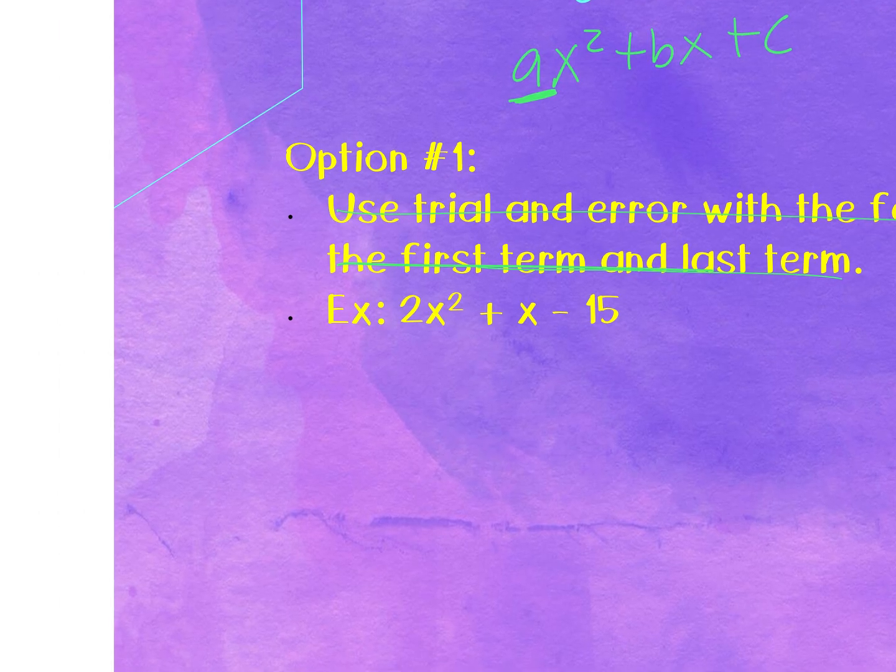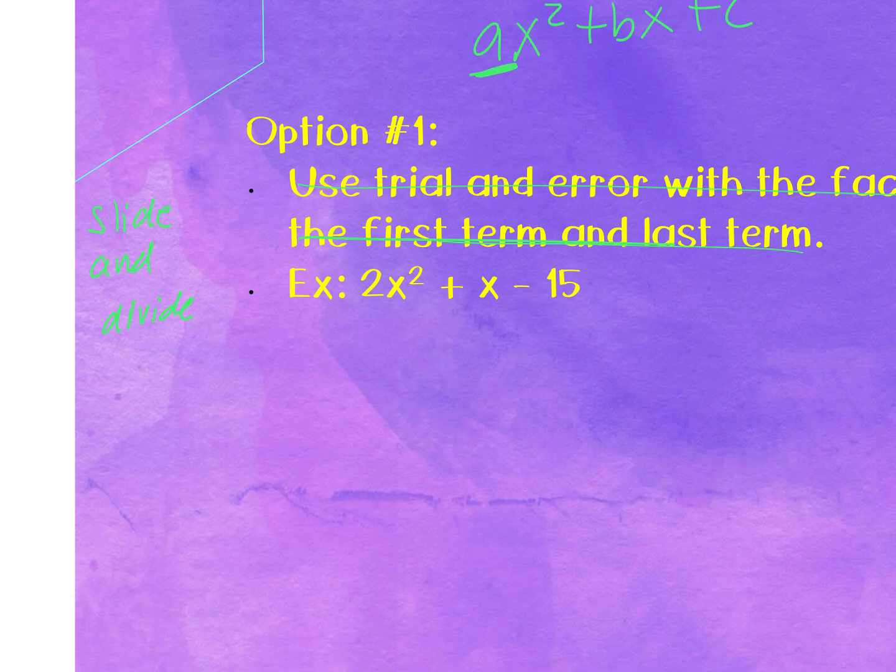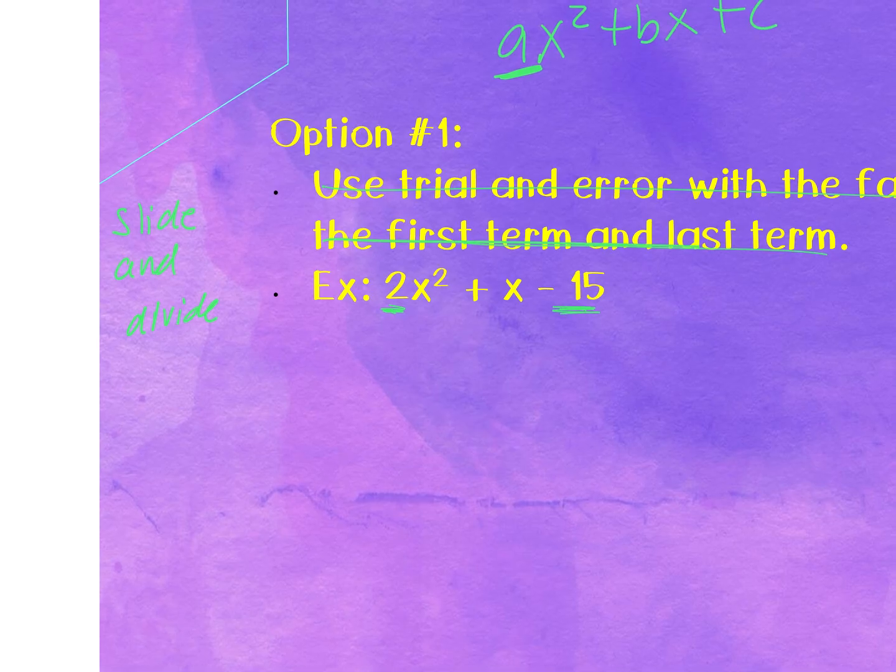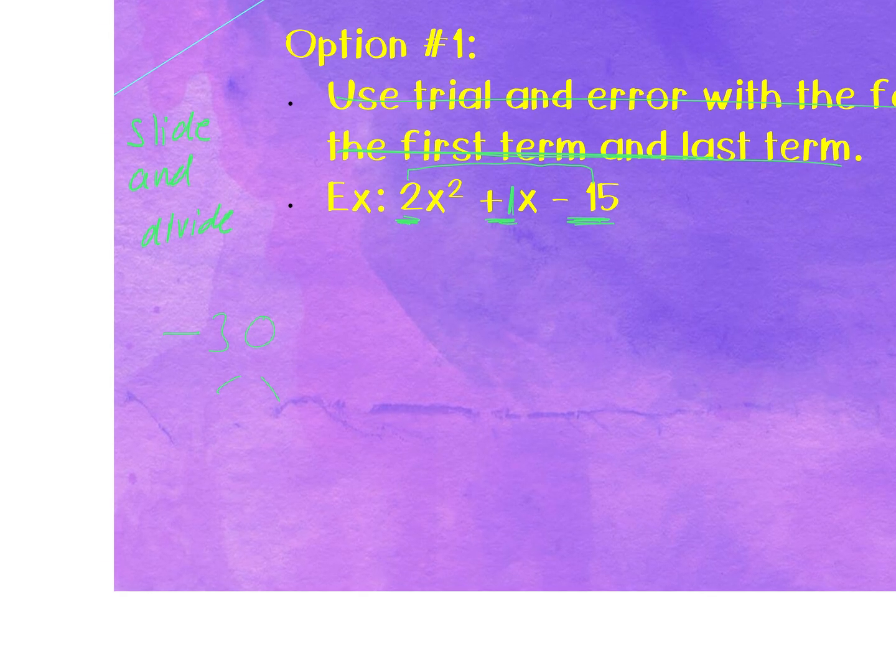Some people call it different things. I call it slide and divide. The process between this one and the one in the next slide starts off exactly the same. We're going to multiply the first and the last this time. Before, it was factors of the last that add to the middle. Now it's the factors of the first times the last. If I do 2 times -15, that gets me a -30. So now I'm looking for factors of -30 that add to my middle term, 1. And that's going to be a -5 and a positive 6.